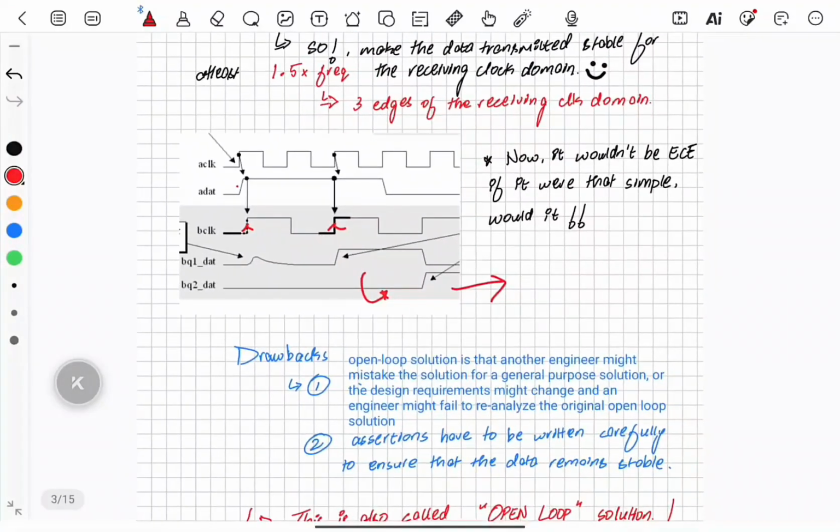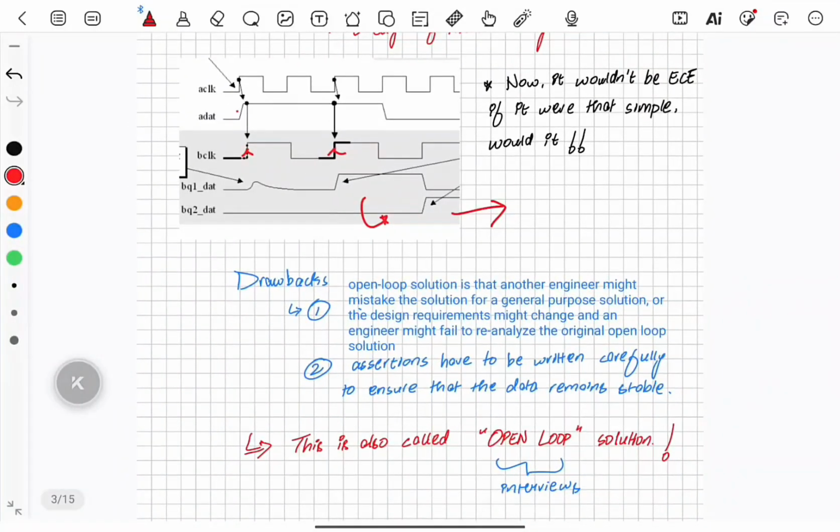This is the three edge rule. So we should talk about the drawbacks, right? First drawback is this is usually called an open loop solution. So in the interviews, you may be asked what is an open loop solution for this problem. So this three edge solution is called an open loop solution. This solution's drawbacks are basically key.